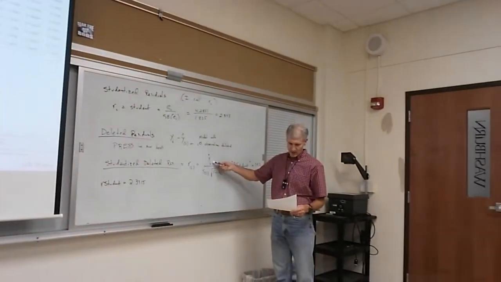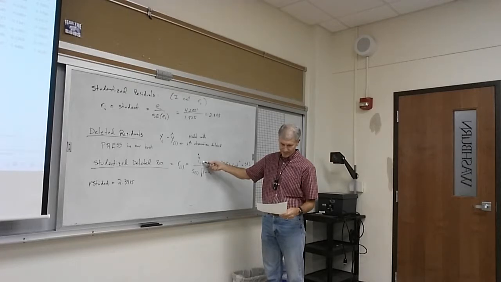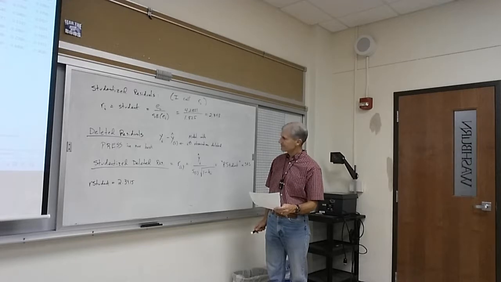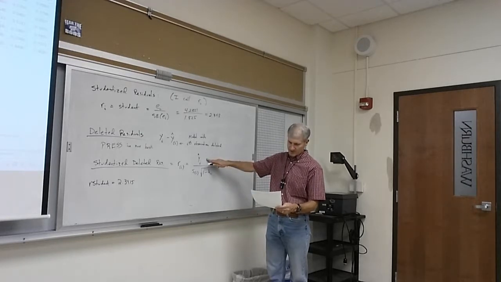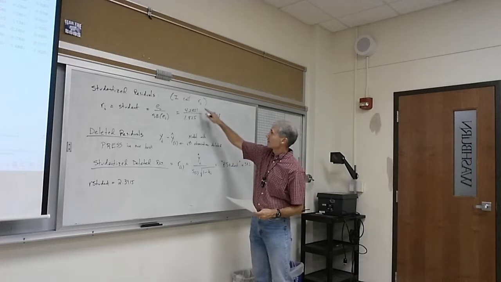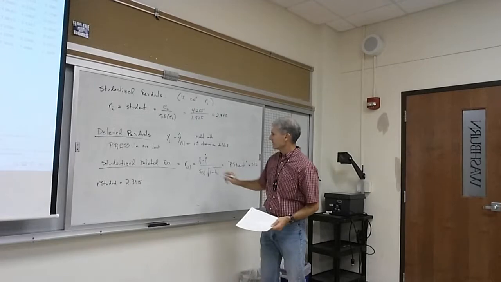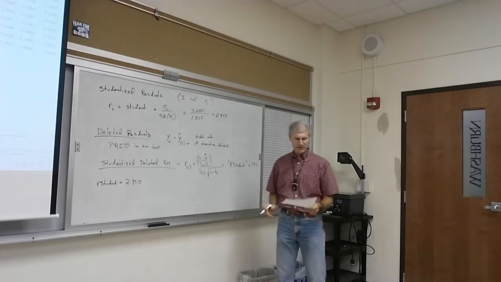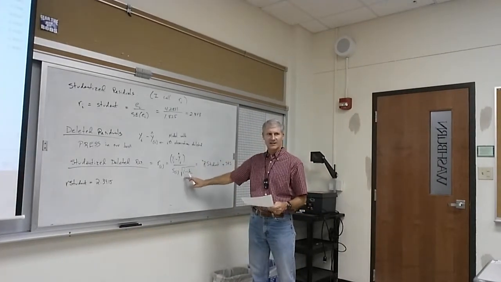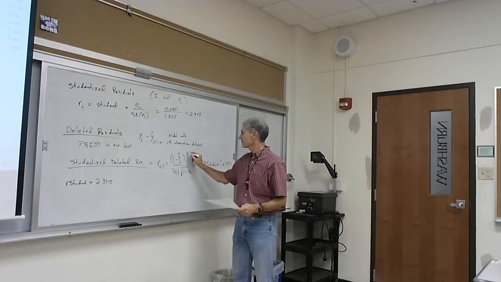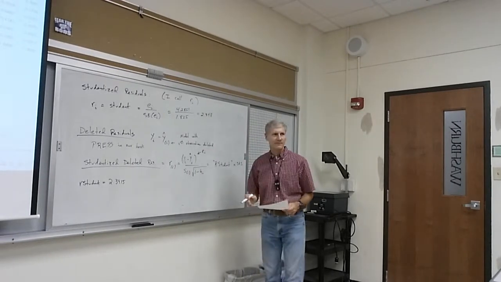It's the predicted value... that's not right. This formula is not right. This should be yi minus y hat. I was thinking, why would you take the predicted value to get a residual? But it should be a residual. So this is just e_i.